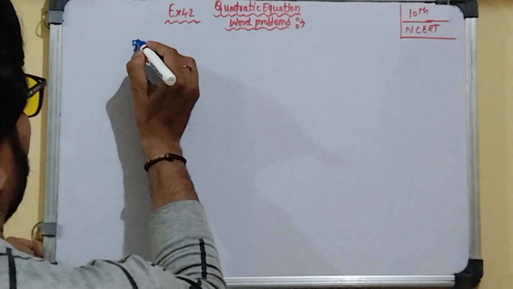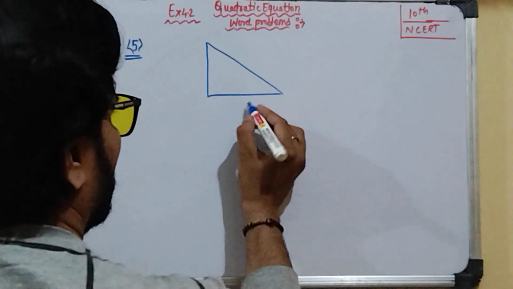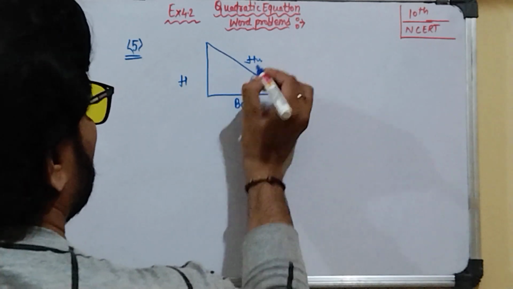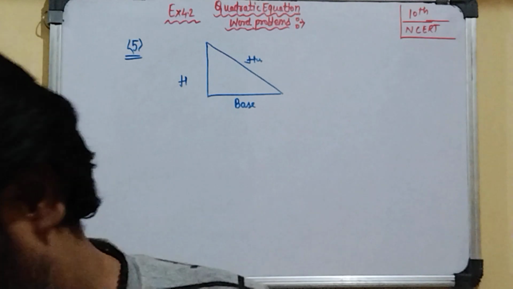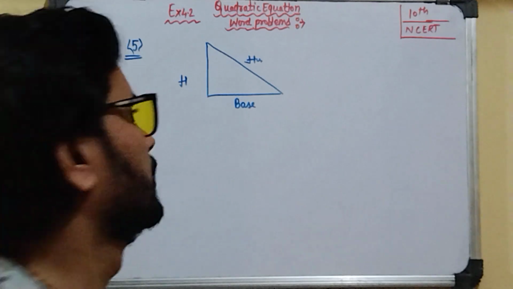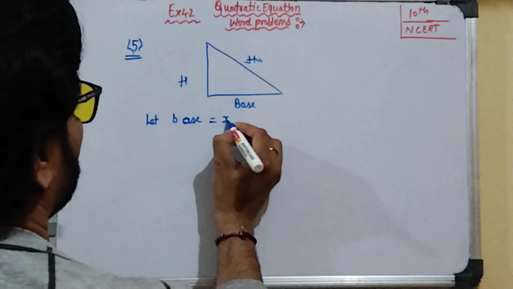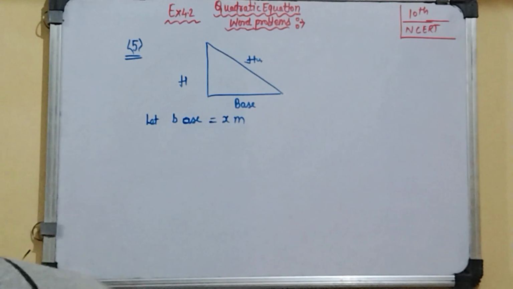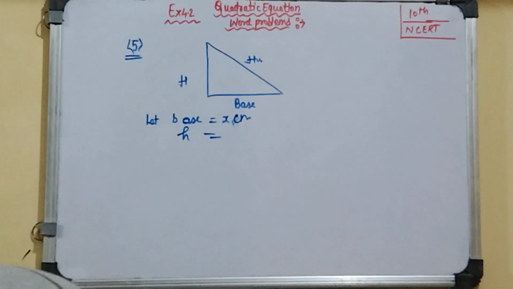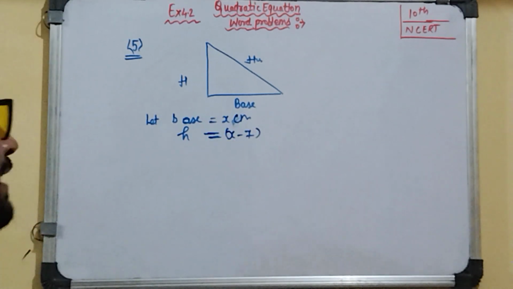Students, listen carefully. In this question, this is the base, this is the height, and this is the hypotenuse. Height is 7 less than the base. So we can take, let the base be equal to x centimeters, then the height will be x minus 7, since height is 7 less than the base.